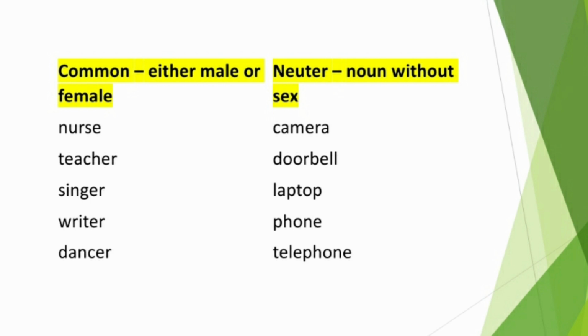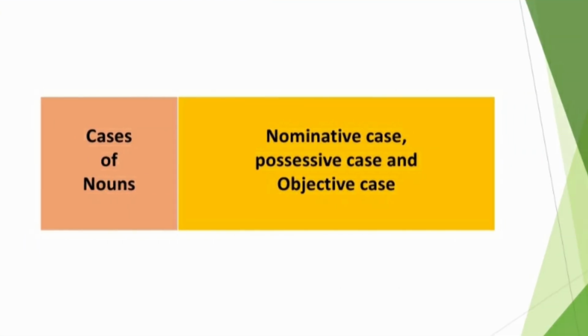For neuter, nouns without sex. So these are nouns without sex. Example, camera, doorbell, laptop, phone, telephone. Another property of noun, the cases of nouns.